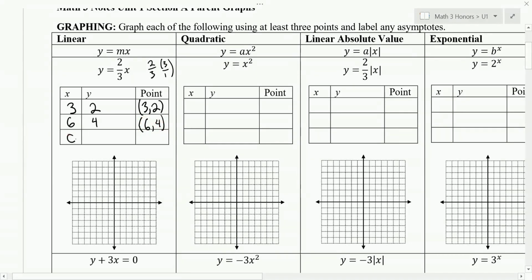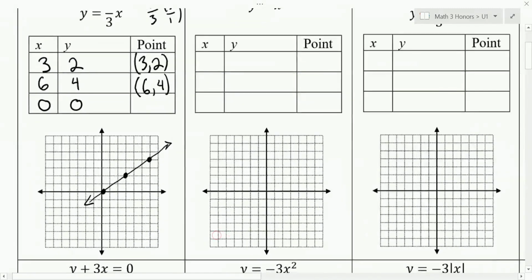What if I plug in 0 for x? That's a nice one, right? It's always nice to plug in a 0. So I'm going to plot these points. So we got 0, 0, 3, 2, and 6, 4. And here's our line. And you see the slope in that line.